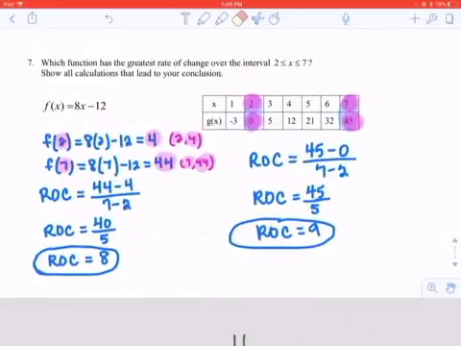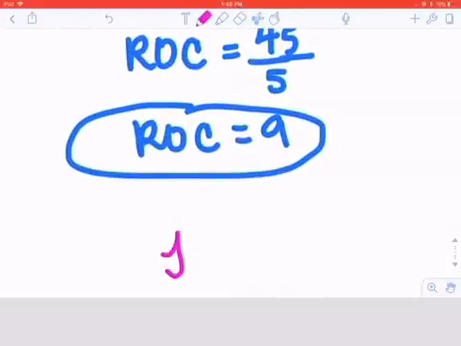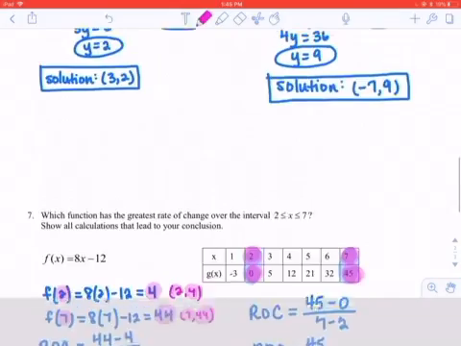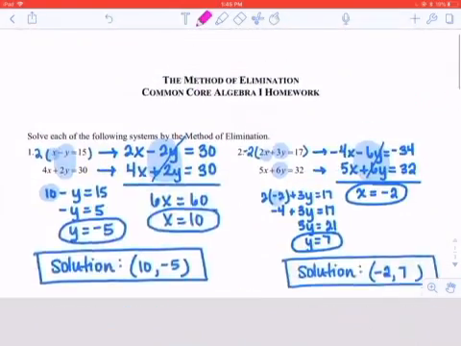So, which function has the greatest rate of change over that interval? The answer here is G. And that's that. Remember, we have a quiz on Friday on all of this stuff.